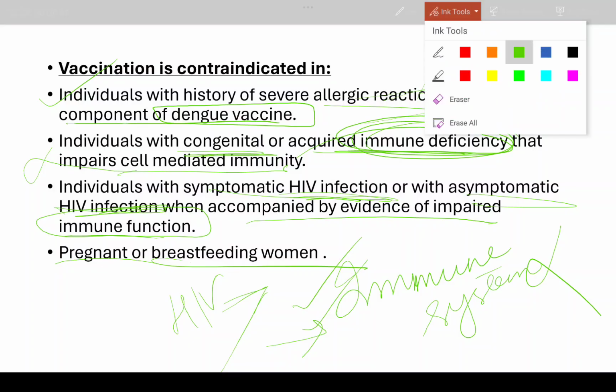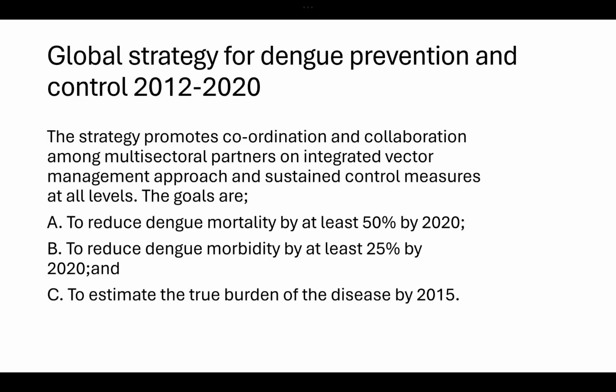Moving further, we have the global strategy for dengue prevention and control, launched for the years 2012 to 2020. Dengue is a global threat, and it requires a global response, so it involves all the possible partners. The global strategy promotes coordination and collaboration among multi-sectorial partners on an integrated vector management approach and sustained control measures at all levels.